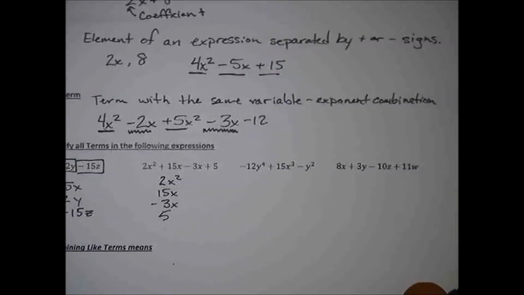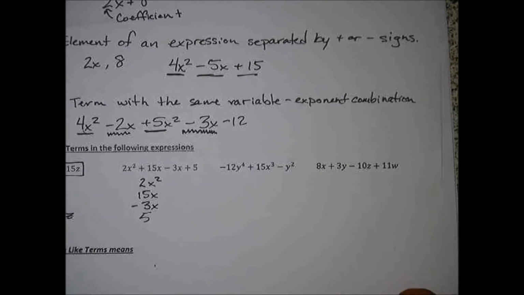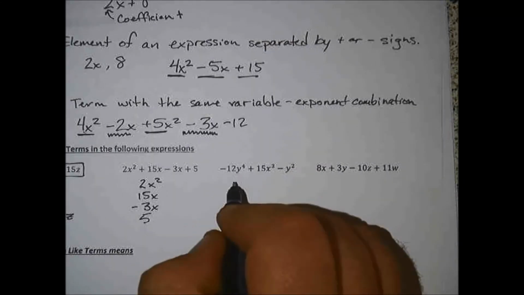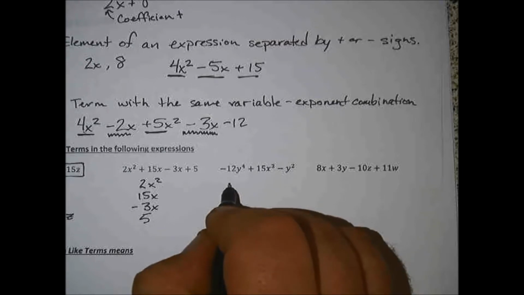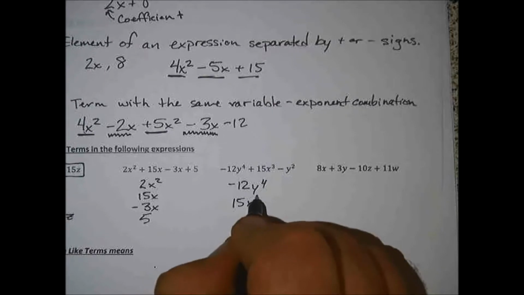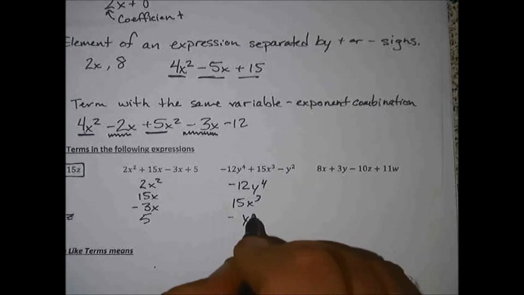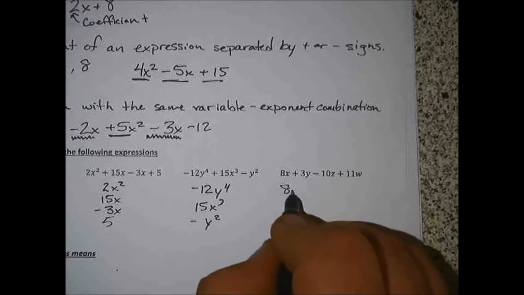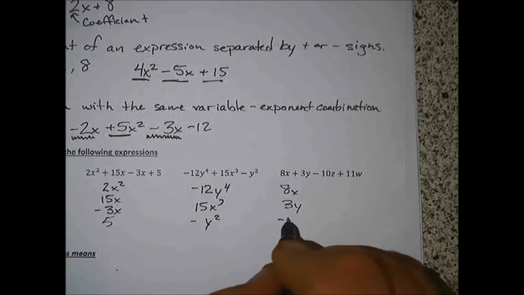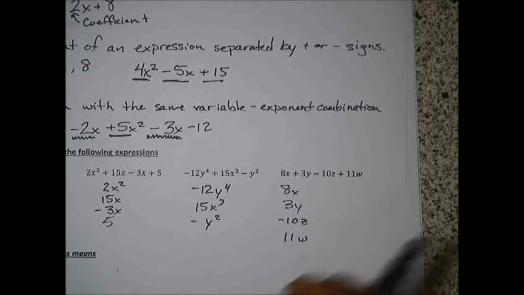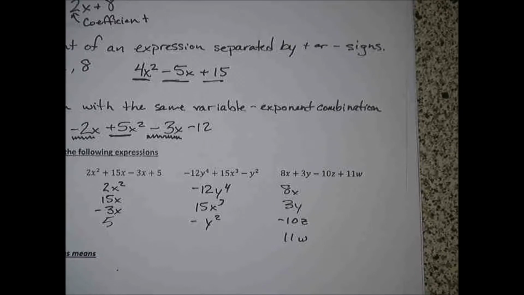Go ahead and pause the video and try the next two. All right, welcome back. Hopefully you were able to get those pretty easy. Just thinking about the chunks here, okay, it's separated by plus or minus signs. I have a negative 12y to the fourth, 15x to the third, and negative y squared. Okay, and on the last one here, I have the 8x, the 3y, the minus 10z, and the plus 11w. Those are all terms of that expression.